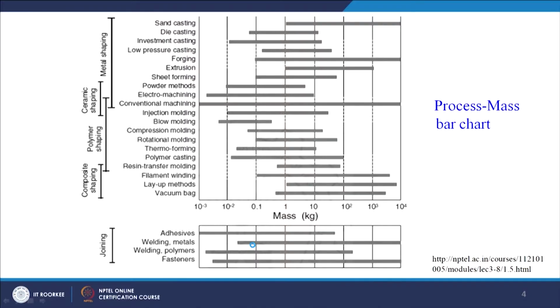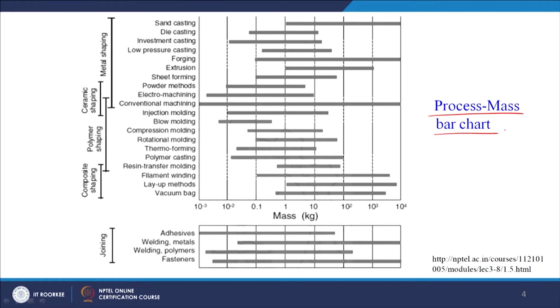obviously the sand casting process. But if the size is very small, for example the jewelry items which are usually worn by the ladies, for jewelry items we will not go for sand casting process, we can go for investment casting process for making the jewelry designs. So these types of information must be easily available with the product designers, so that they can select their processes accordingly. Now on your screen you can see a process mass bar chart.